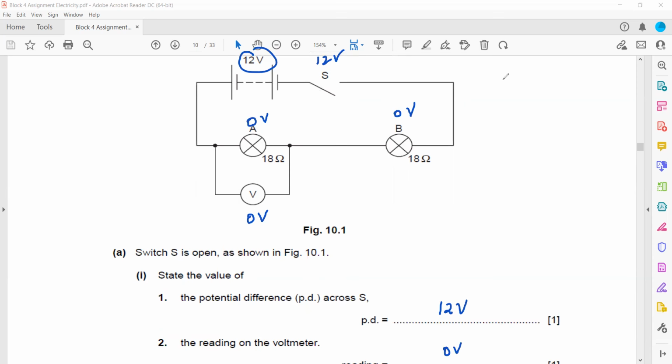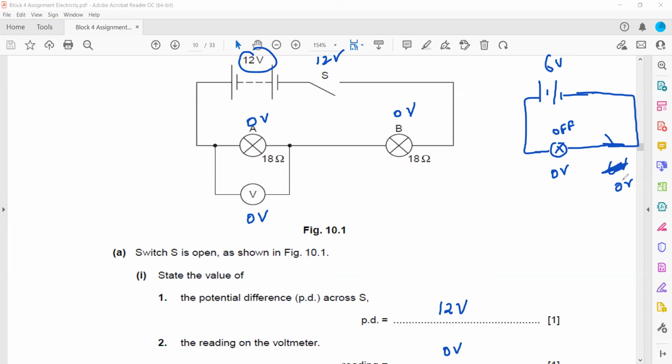So remember, whenever you have an open switch, like we have a supply and, for example, only one lamp and an open switch, if it's a 6 volt supply, because the switch is open, there is no current. If there is no current, the lamp will be off. If the lamp is off, what is the voltage across the lamp? 0. So the total voltage across the switch is the same as the voltage of the supply, so it will be 6.